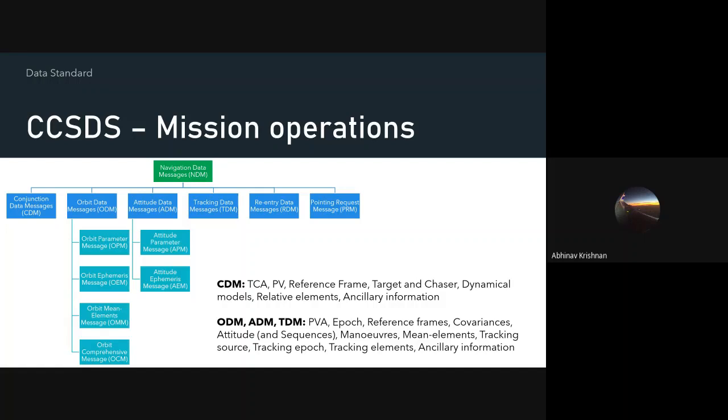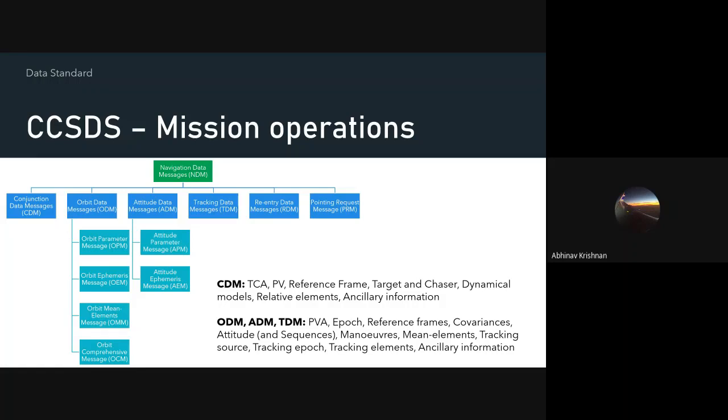So the navigation data message is basically a compilation of different blue books, and they form a particular data set that helps in tracking, orbit determination, orbit propagation, attitude propagation, collision avoidance, and maneuver planning. As you can see, the leftmost blue box is called conjunction data messages.